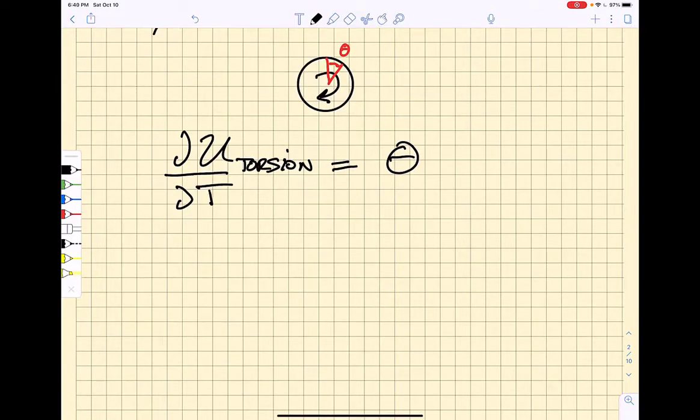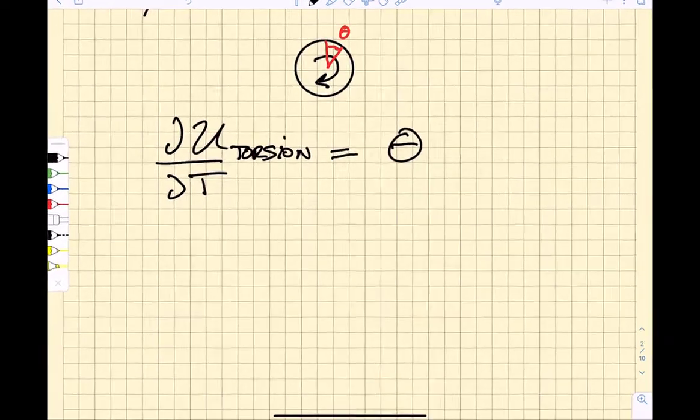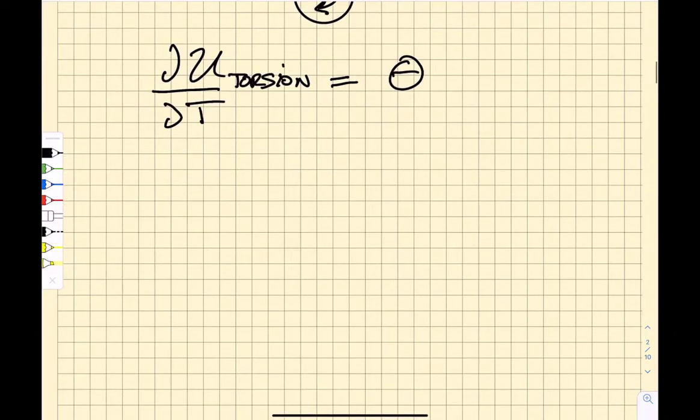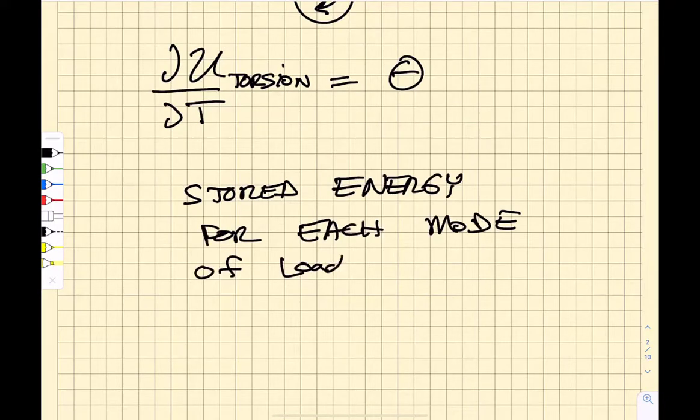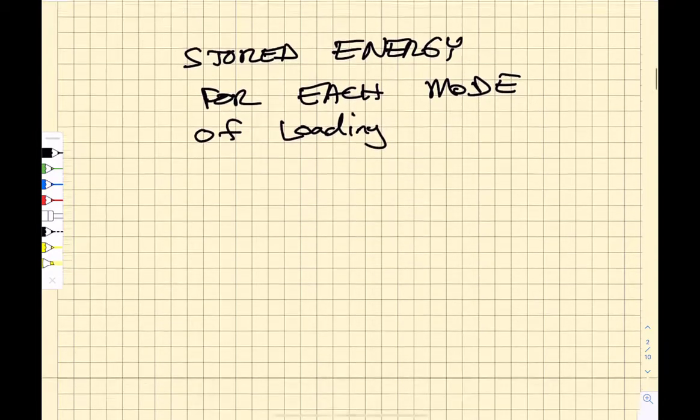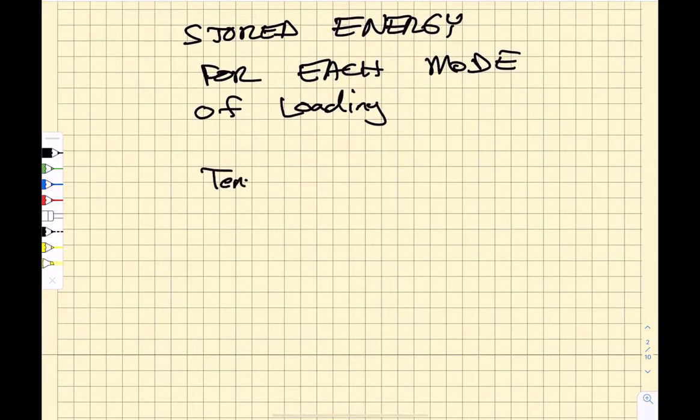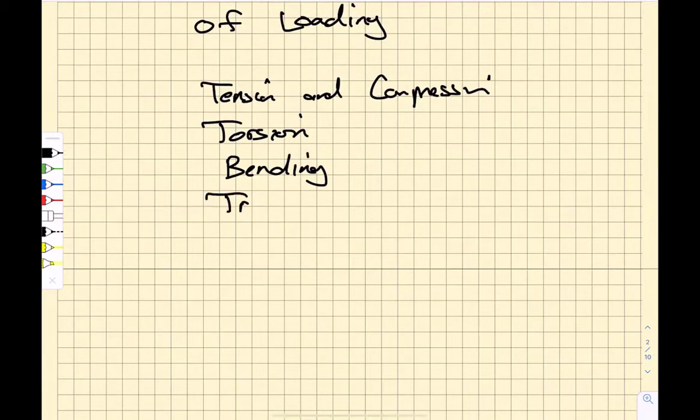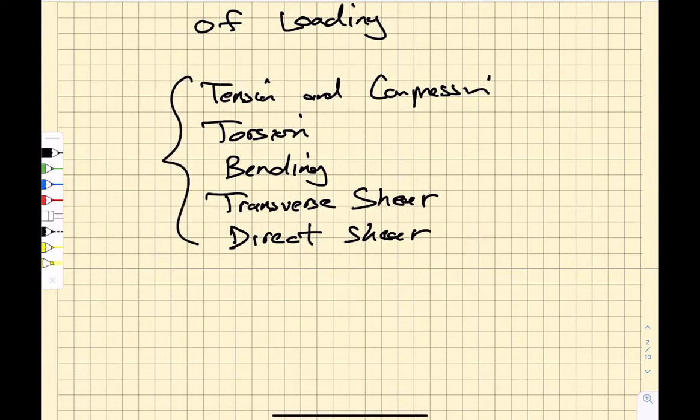All we have to do to utilize Castigliano's theorem is figure out the stored energy associated with all the modes of loading. And so far, we have talked about various modes of loading that include tension and compression, torsion, bending, transverse shear, and direct shear. So we have to come up with expressions for the stored energy for each of these types of loads.